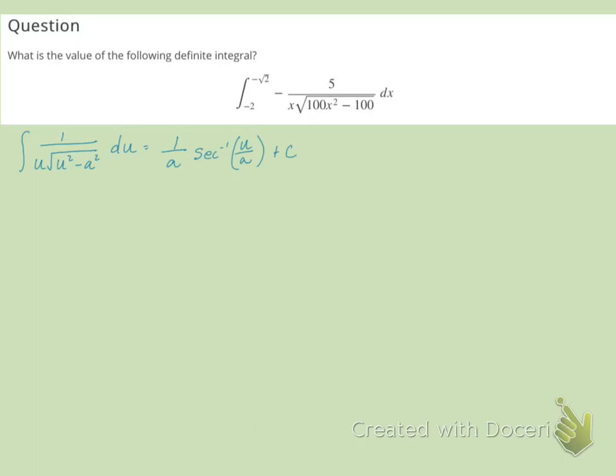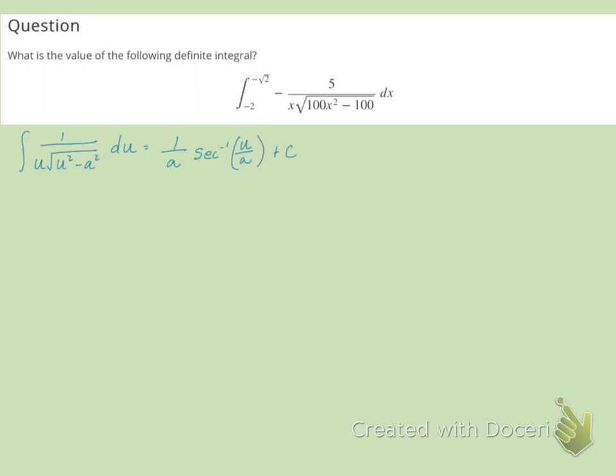So first I want you to notice that with the definition, or this memorized form for secant inverse, we have a u on the outside of the square root, and on the inside of the square root is a plain u squared. So then in looking at my problem, we have a plain x on the outside, but a 100x squared on the inside. So I actually want to get rid of that 100.